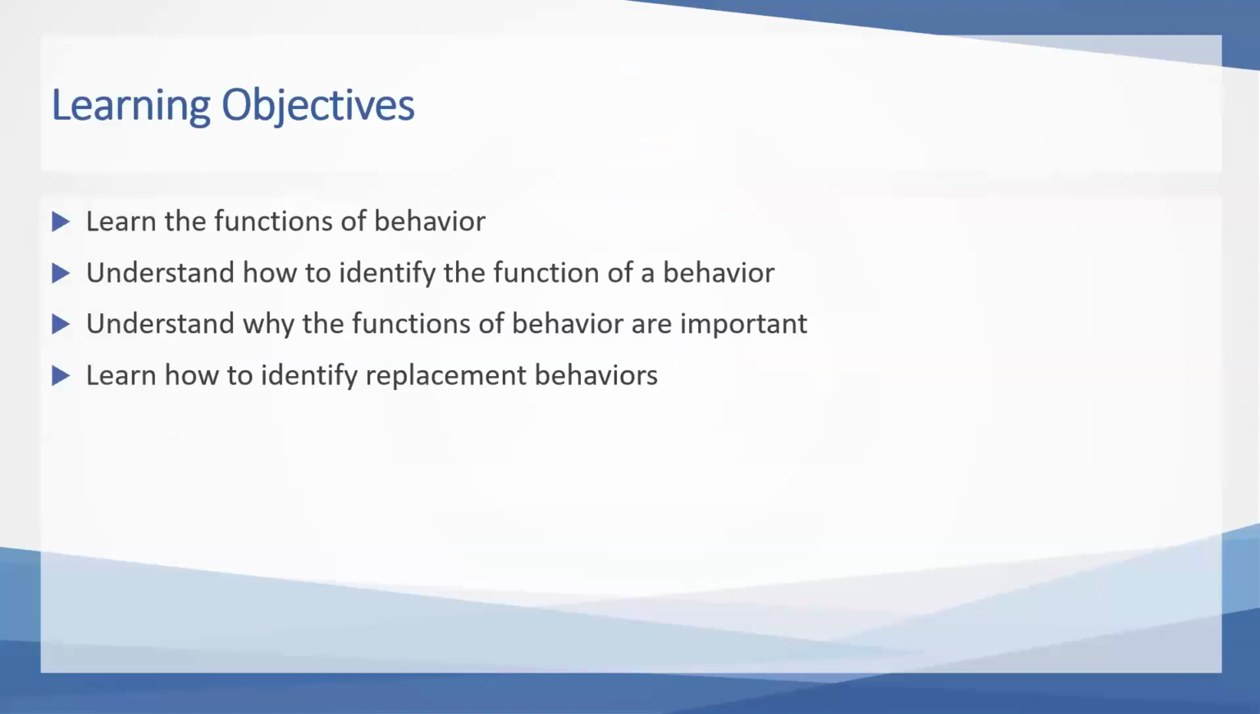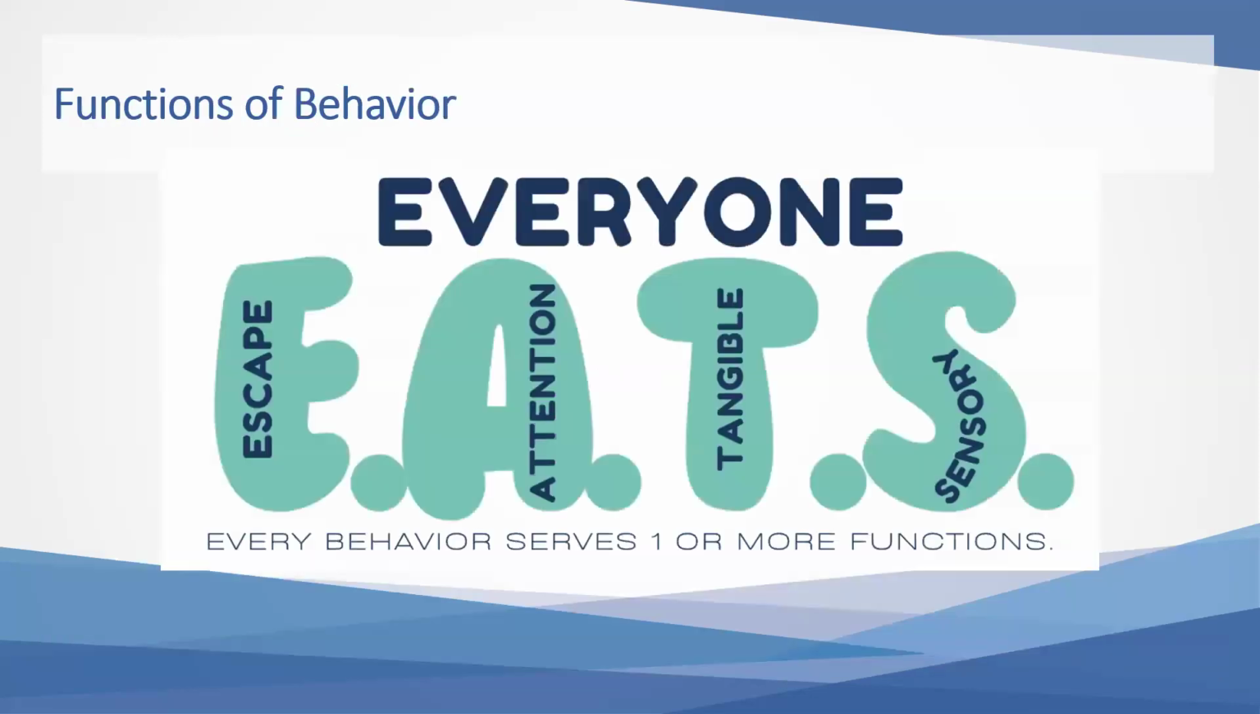So the idea is that at the end of this, you'll be able to identify the four functions of behavior, understand the basics of identifying these functions, why the functions matter, and how to identify appropriate replacement behaviors. This is not a one all be all. There is still more that you can do to work on it, but this is meant to cover the basics of this.